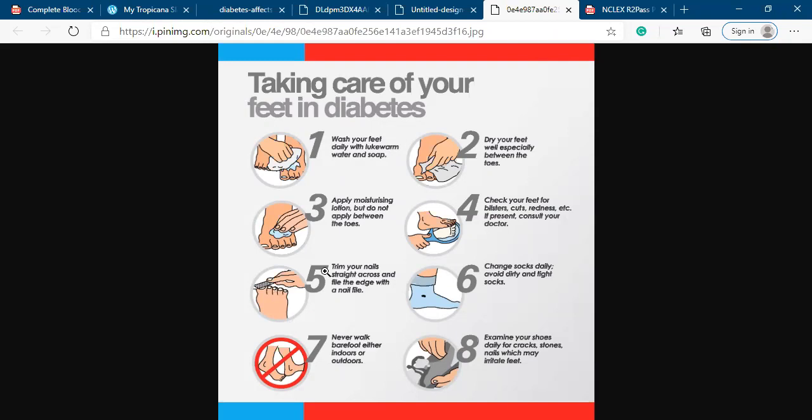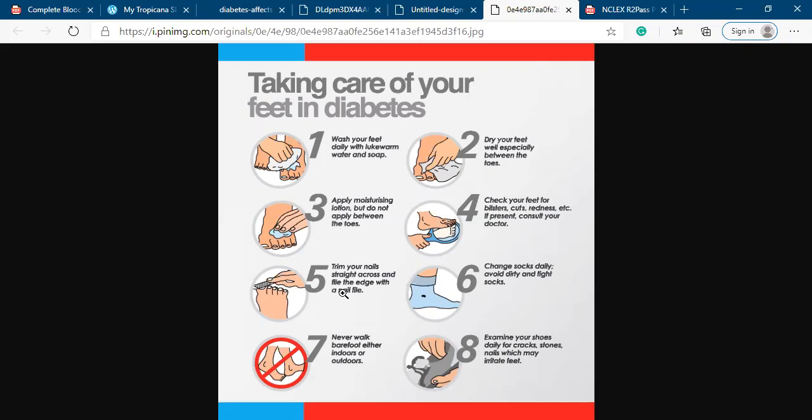When you cut the nail, always cut the nail straight across. Ideally, after bath or shower. So trimming your nail straight across, right? Very important for the NCLEX board.